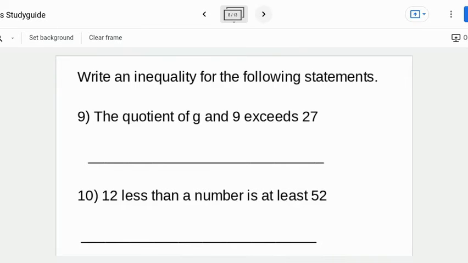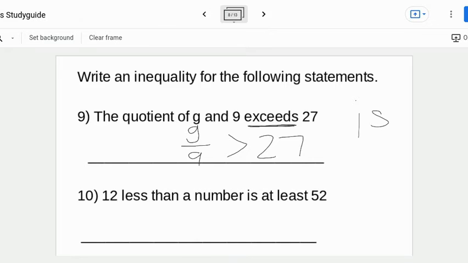Now, one thing we talked about is looking for the word is. That helps us to know that what's after the is a inequality sign. And this first one, there's no is, but we do have our inequality word, right? And our inequality word is exceeds. So if it says exceeds 27, I remember exceed, like exceeding the speed limit means to go over. So that's a greater than, and it's greater than 27. And quotient means divide, and we're dividing G and 9.